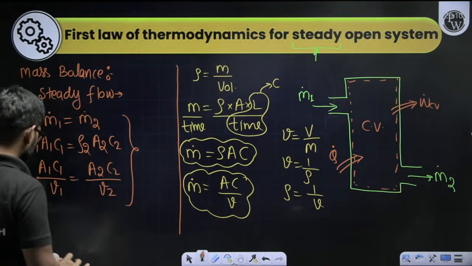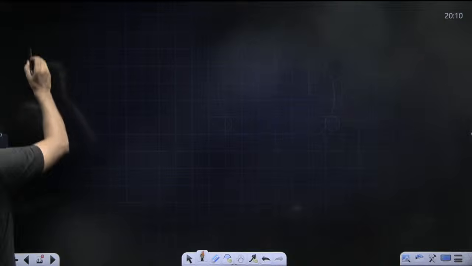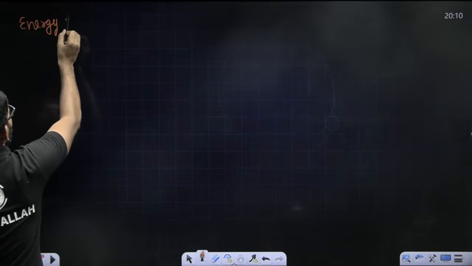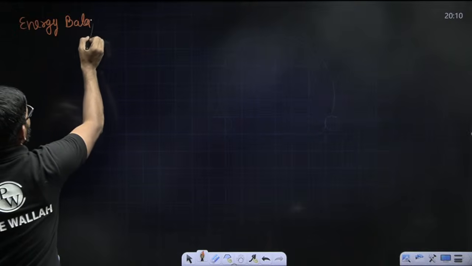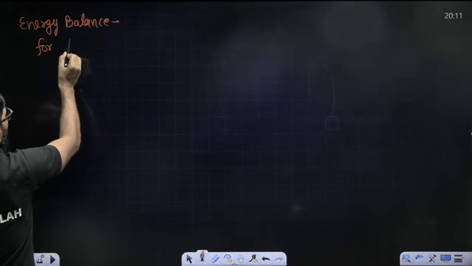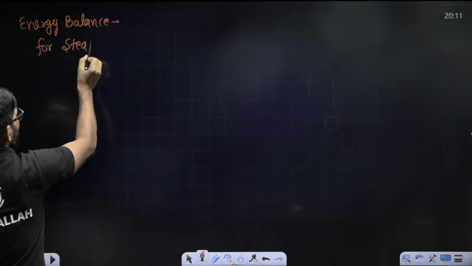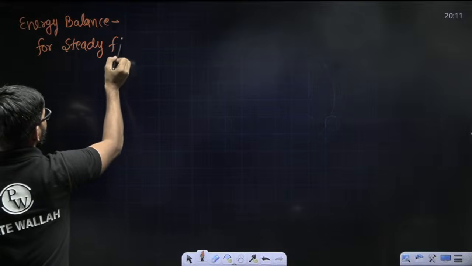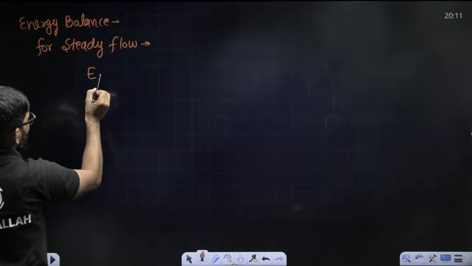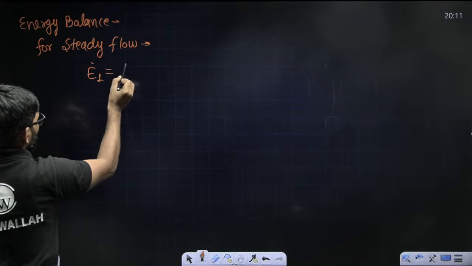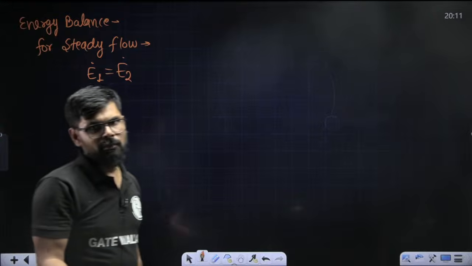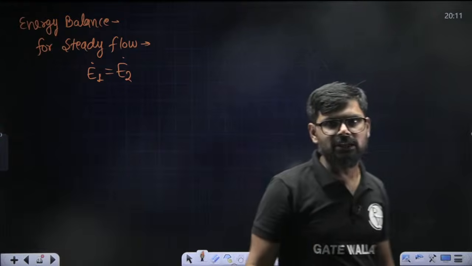So now I'm going to talk about the energy balance, my dear student friends. What is going to be the energy balance for steady flow? Very important. For steady flow, E1 dot is equal to E2 dot. Any problem? It means the rate of energy entering must be equal to the rate of energy leaving.